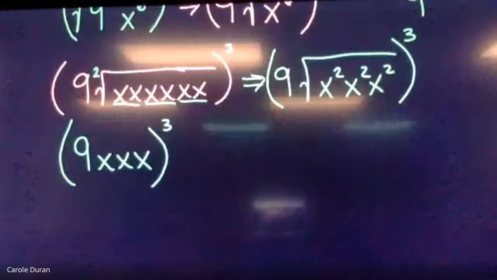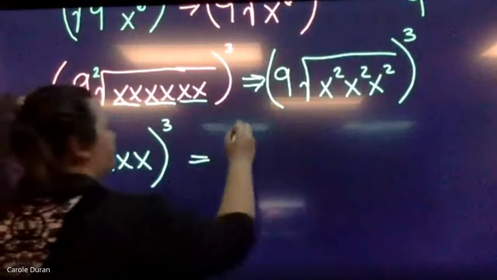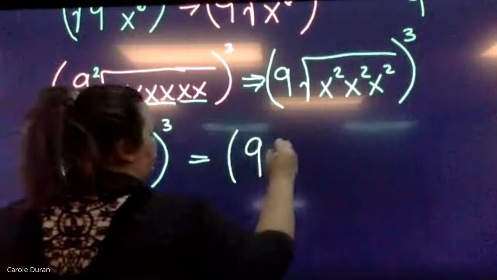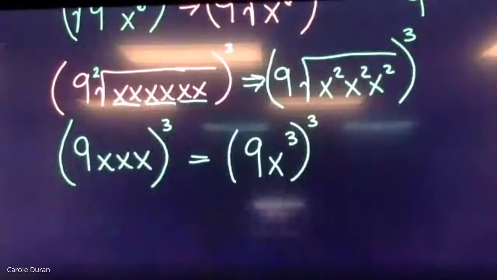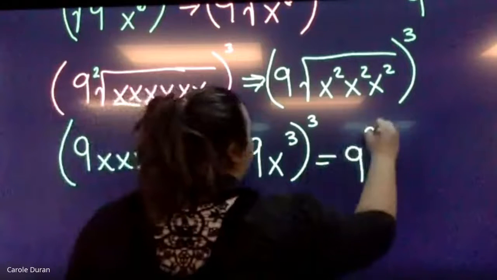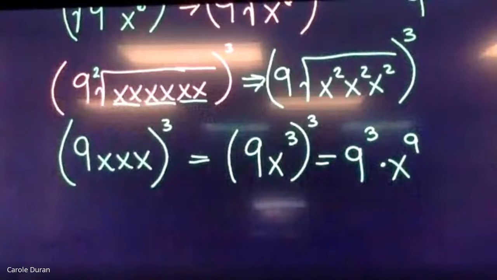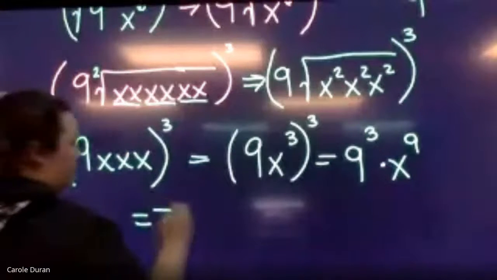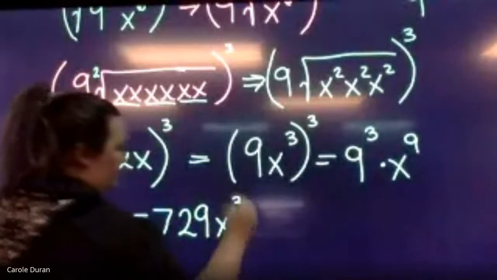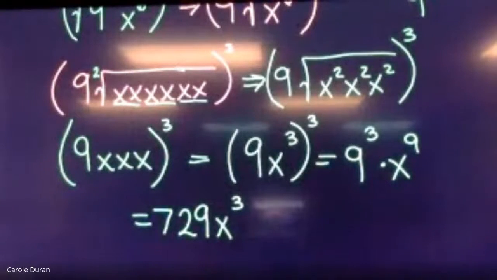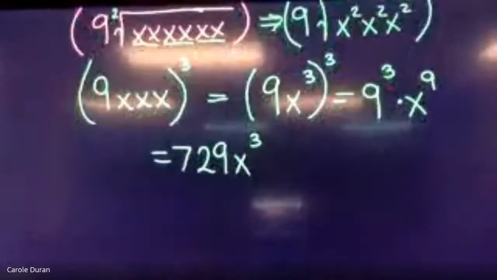My next step is to put my x's together, and this becomes 9x cubed. And then I'm going to raise all of that to the 3rd power as my final answer. So then this is going to become 9 cubed, which I can put in my calculator, times x to the 3 times 3, which is 9. When we multiply like that, the exponents multiply together. And it should come out to 729 x cubed as your final answer.